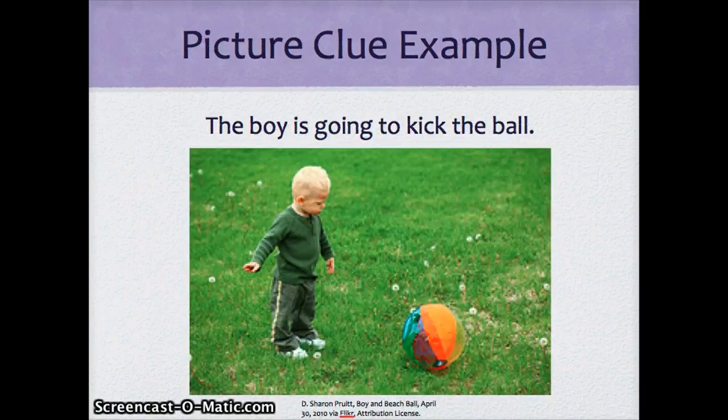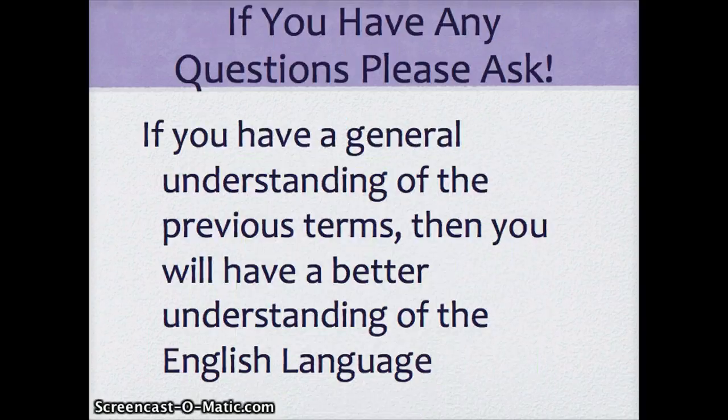The previous steps can be applied to the sentence, "The boy is going to kick the ball." By looking at the picture that goes along with the sentence, you are able to understand what the sentence is describing. There may be times when picture clues or symbols are distorted or confusing. In this case, you should look at the sentences surrounding that particular sentence and try to determine its meaning that way. If you have any questions, please write them down and bring them to class.